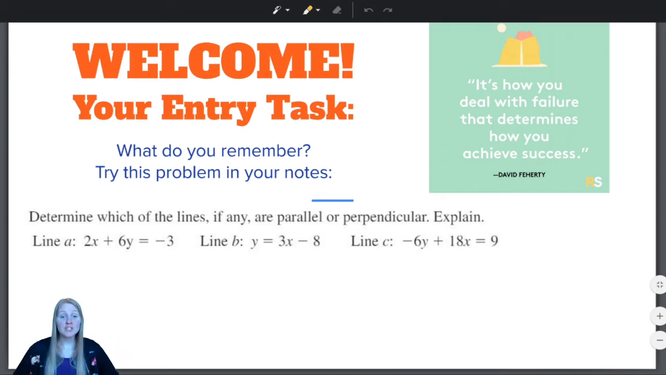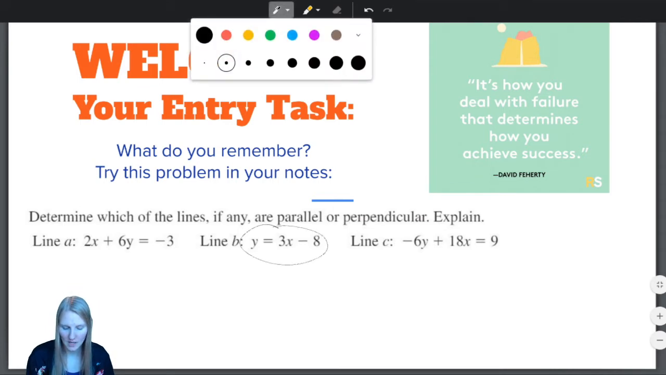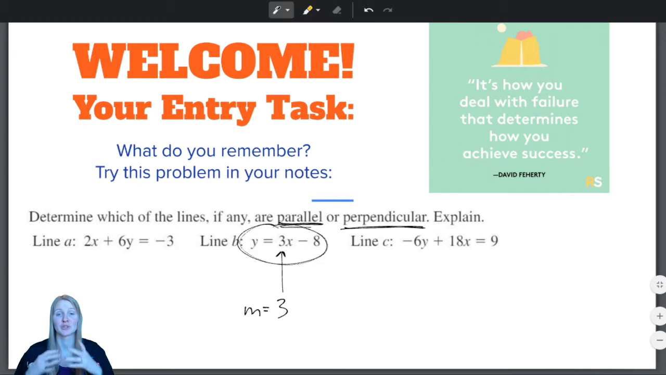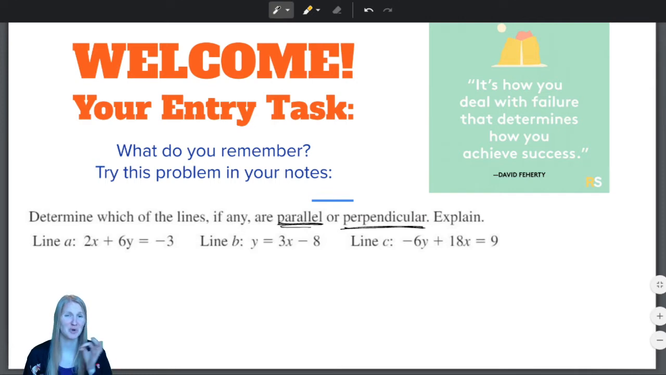Okay, first thing we need to do is get these lines in the form y equals mx plus b so that we can easily see what the slope is. Because remember, lines are parallel if they have the same slope, and lines are perpendicular if their slopes are negative reciprocals. So we're going to go through this a little bit quickly.